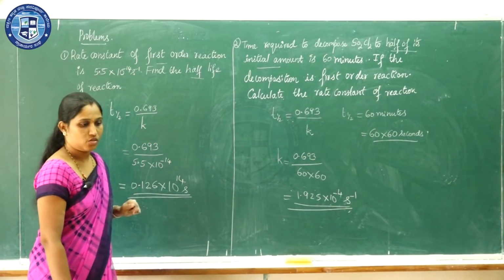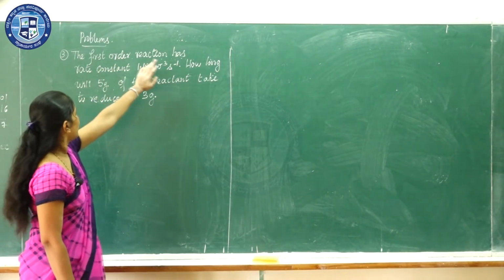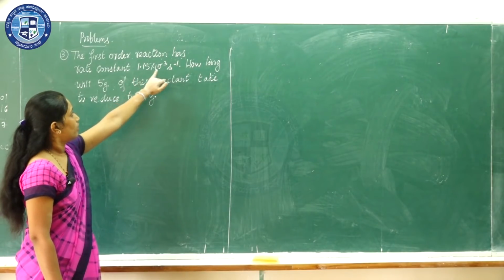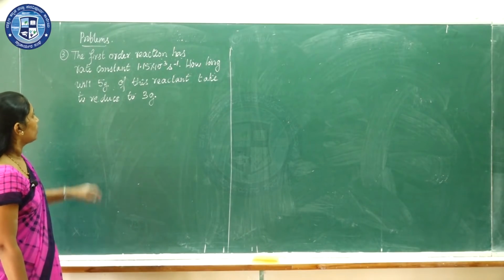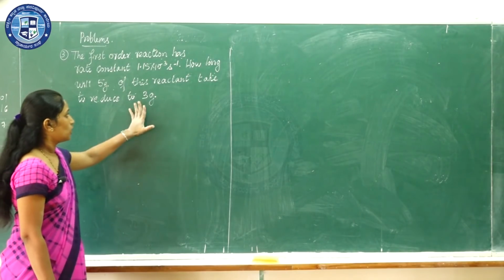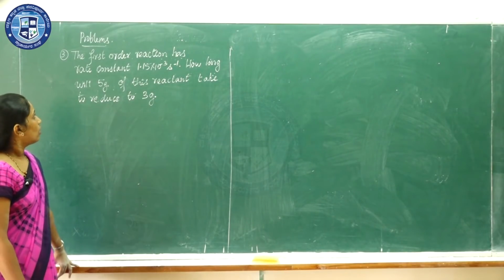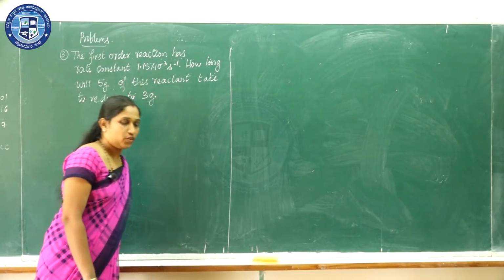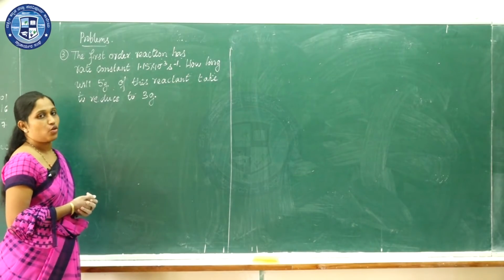Hope you understood this. The next problem given here is like this. The first order reaction has a rate constant of 1.15 into 10 to the power of minus 3 second inverse. How long will 5 gram of this reactant take to reduce to 3 gram? So, this is the question that is given. Since it is mentioned that it is a first order reaction, you have to use the equation for the rate constant of the first order reaction.